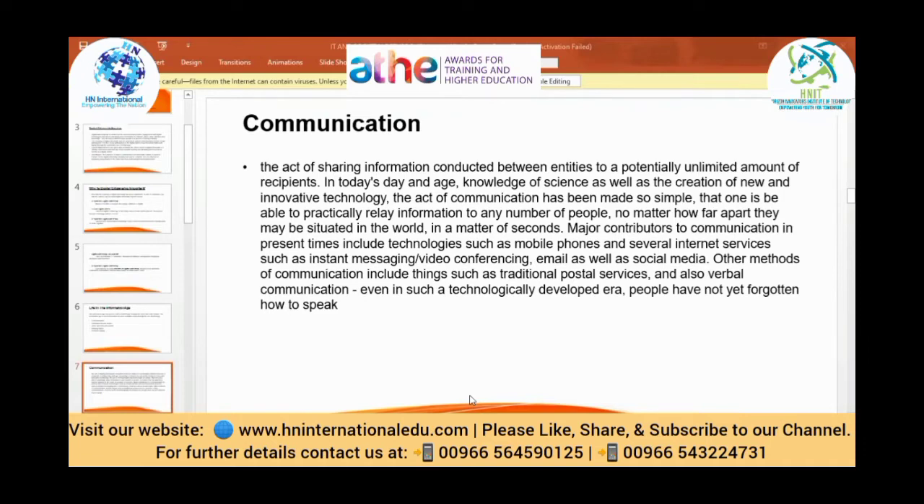If someone is sitting outside and we have to send a document, either it is PDF, either it is Word, it doesn't matter what form. It's just a matter of seconds that we can communicate to anyone. We can send anything to anyone.